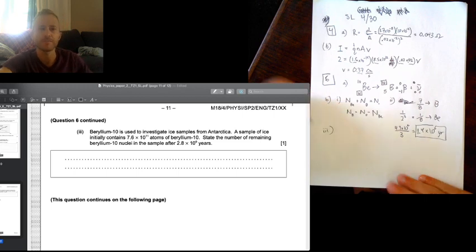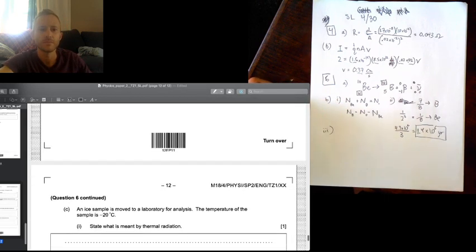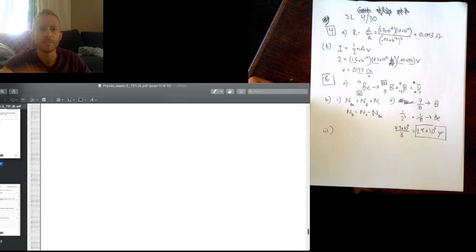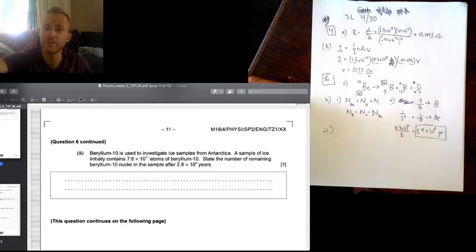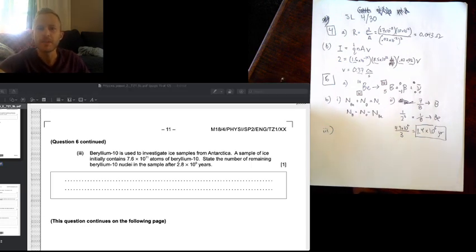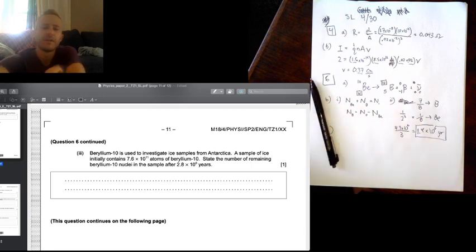Okay, part 3. Beryllium-10 is used to investigate ice samples from Antarctica. A sample of ice initially contains 7.6 times 10 to the 11th atoms of beryllium-10. State the number of beryllium-10 nuclei remaining in the sample after 2.8 times 10 to the 6th years.